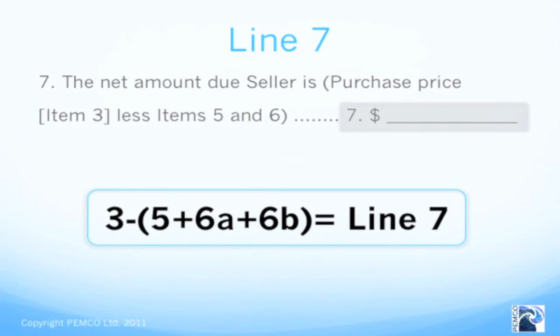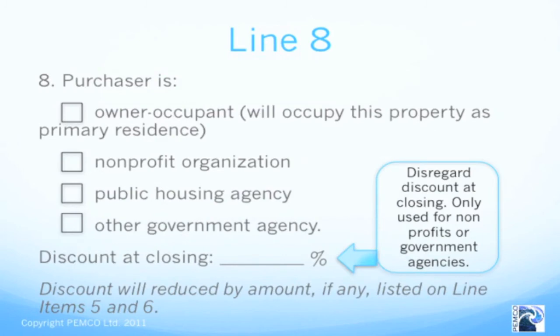Line 7 is an easy one. Line 7 is just line 3 minus the amounts in lines 5, 6A, and 6B. HUDHomestore.com does the arithmetic for you, so the number will be auto-populated. On line 8, you will see the box that appropriately identifies your buyer type already checked for you because you previously identified your buyer type on the bid submission page.